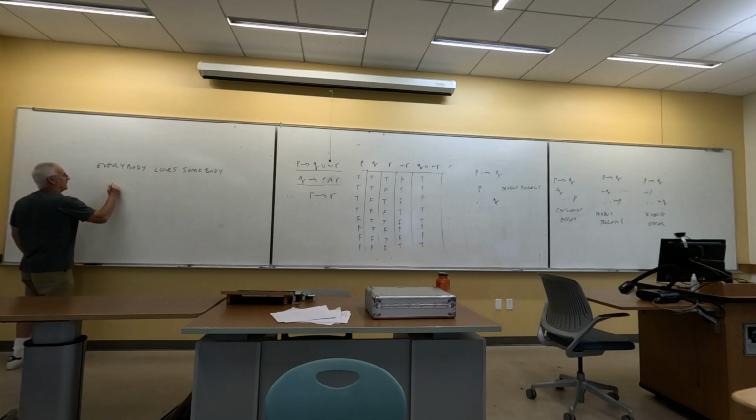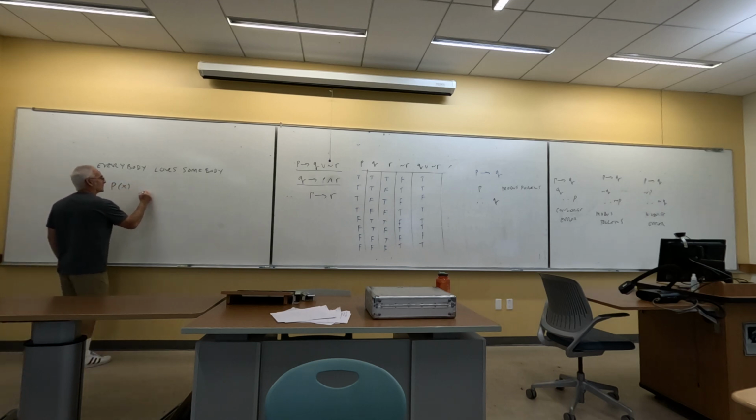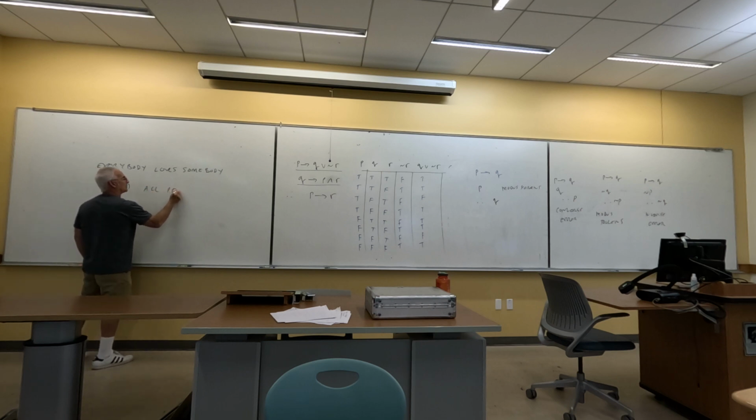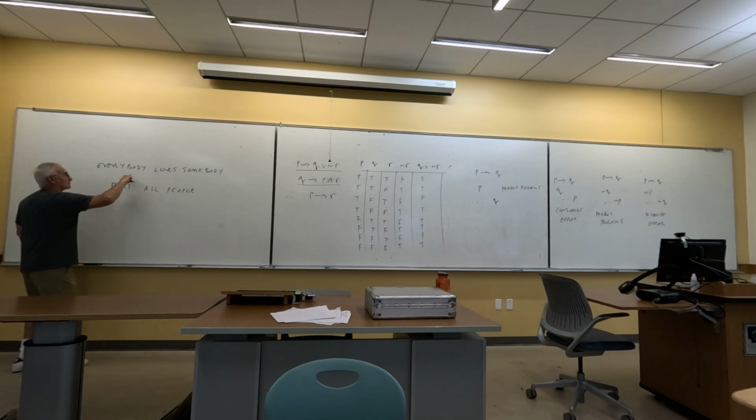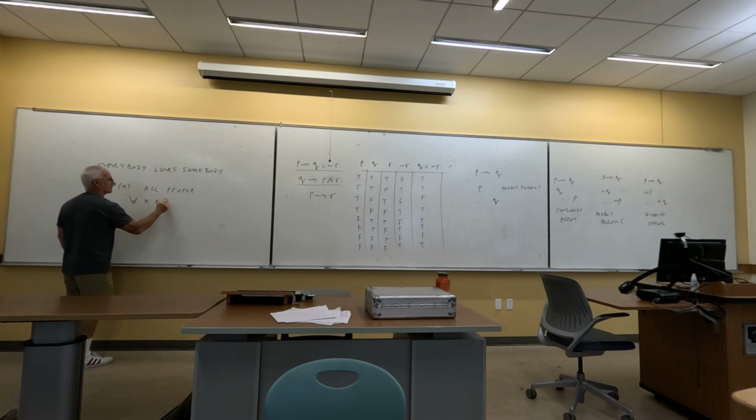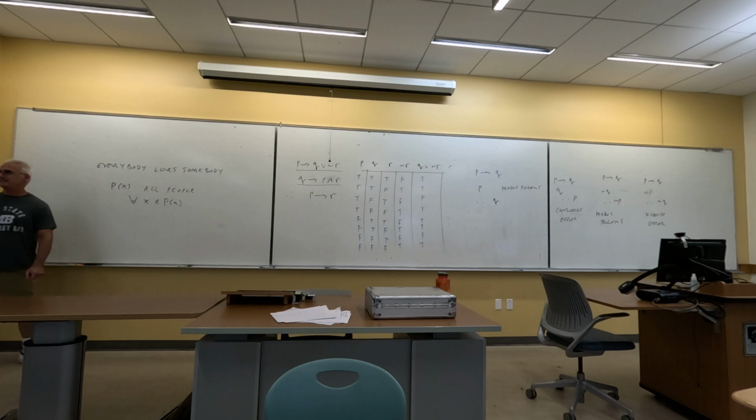So let's say P of X represents all people. X would be an individual person. P of X would be the whole thing. So we'd say the domain here would be all people. So for all X in P of X, that would be the set of all people. For all X in P of X, X would represent a person.